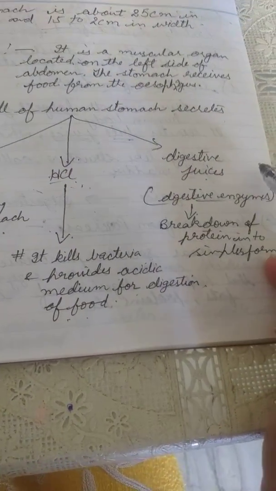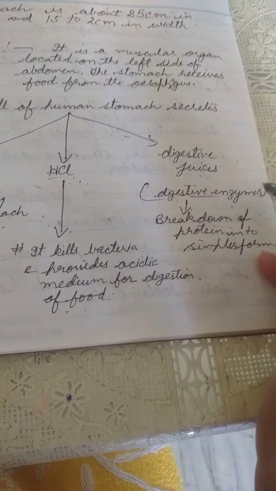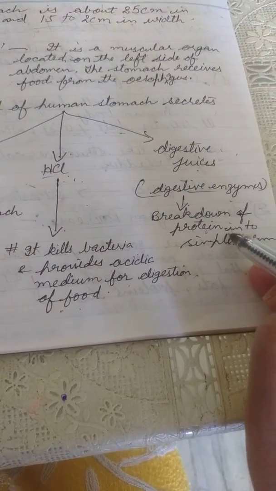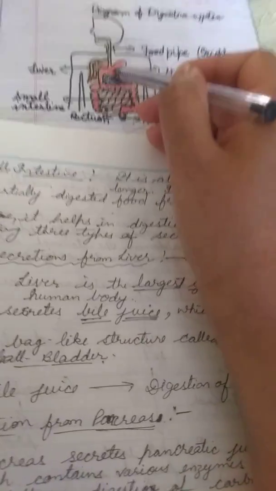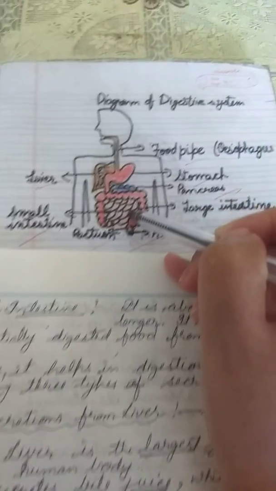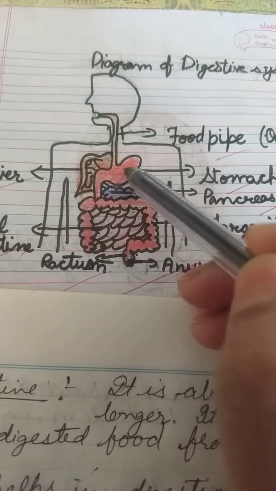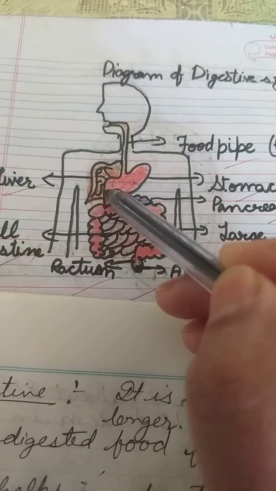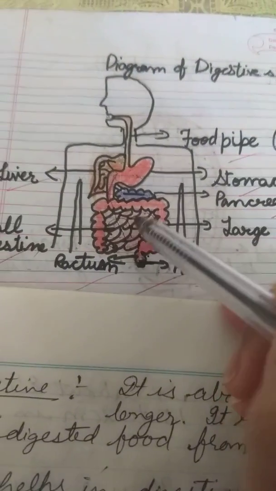And then the digestive juices that are secreted by the wall of the stomach contain digestive enzymes. In the stomach, mainly the breakdown of protein occurs and it is broken into a simpler form. When the food is partially digested in the stomach, it passes through the duodenum into the small intestine. I repeat again, when the food is partially digested in the stomach, then through the duodenum, this part, it enters into the small intestine. Now what happens to the food in the small intestine?